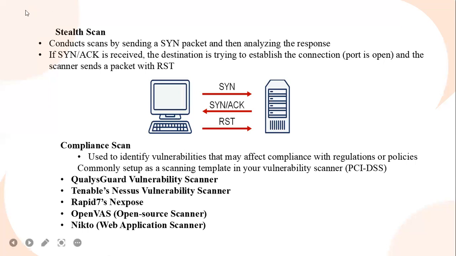So the best is to conduct a stealth scan so that you are not found, to get some kind of information like the IP address of the system, the operating system of the system, all of those kinds of information. I talked about a compliance scan, meaning when you want to conform to maybe a regulation. What tools can you use to perform vulnerability assessment? You have Qualys, Tenable, Rapid7, OpenVAS, Nikto. These are tools that you can use.